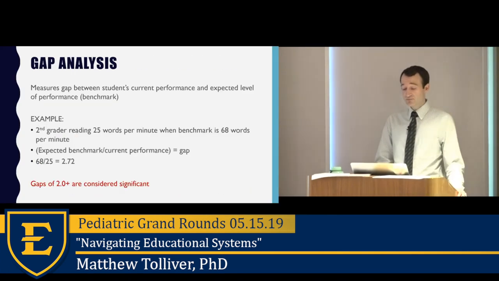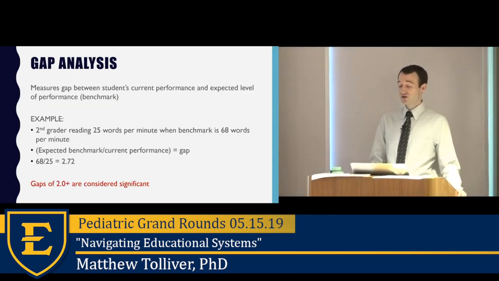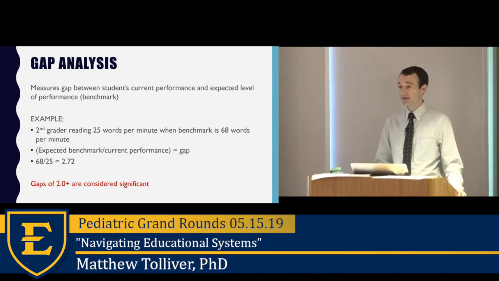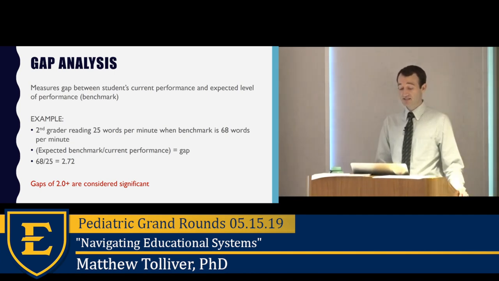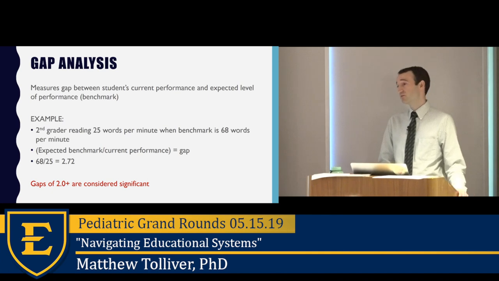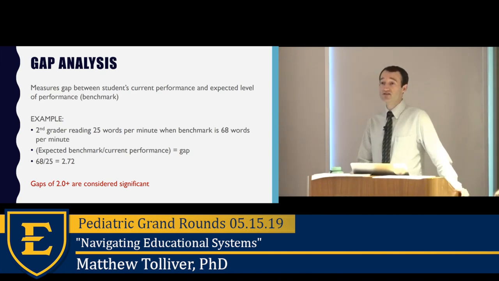So the gap analysis measures the gap between the student's current performance and their expected level of performance, or that benchmark, right? An example would be, maybe a second grader is supposed to be able to read 68 words per minute, but they're only able to read 25. So you divide those out and you come up with 2.72 is the gap. And in the schools, gaps of two or more are considered very significant, and the school will likely take action on changing the intervention based on that.